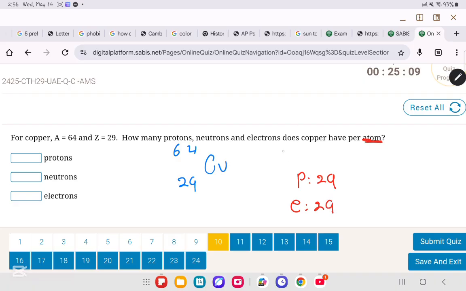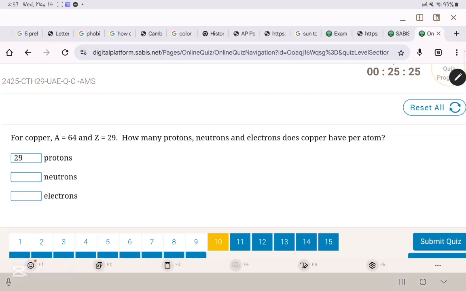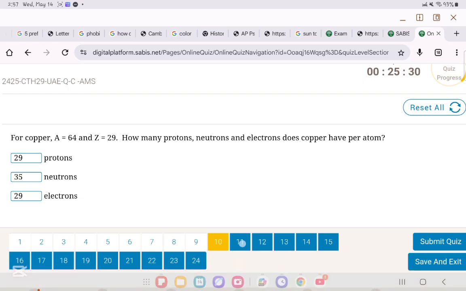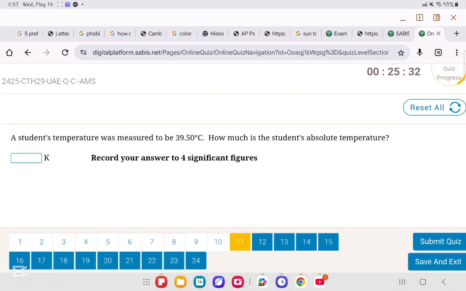And the number of neutrons is going to be the mass number 64 minus the number of protons 29, which will give us an answer of 35. So protons is 29, neutrons is 35, and electrons is 29. We move on to question number 11.